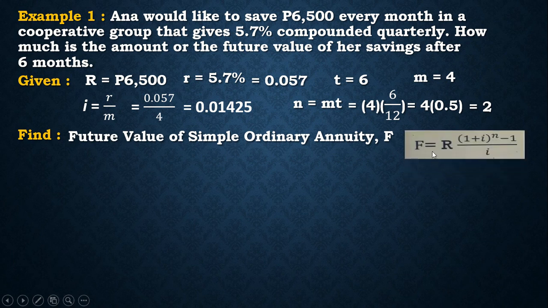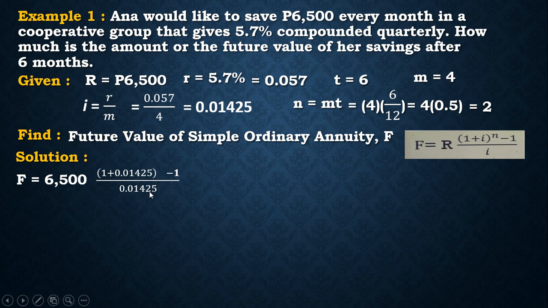We have the formula. F is equal to R, or the regular payment, multiplied by the quantity of (1 plus i) raised to n, minus 1, divided by i. Again, hindi po dapat binabago ang number na to. That is constant. Ang n po ay exponent. We have the solution and then we have to substitute.